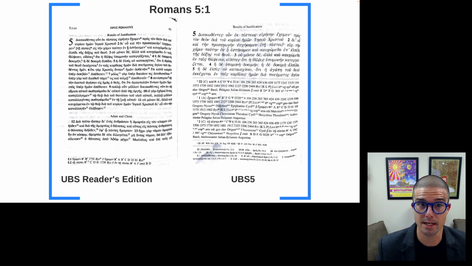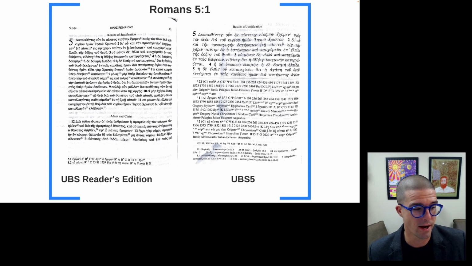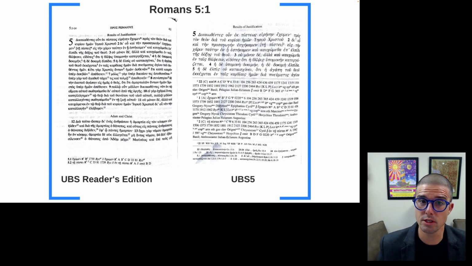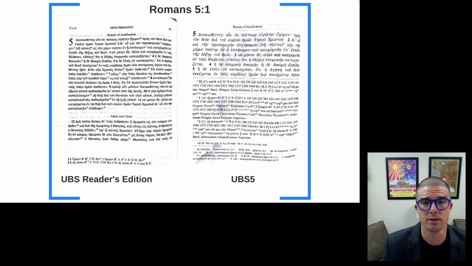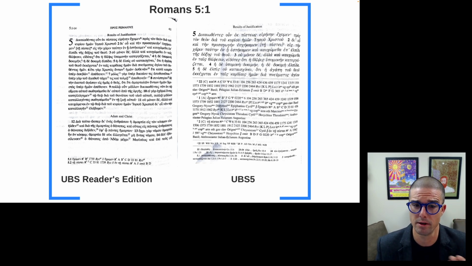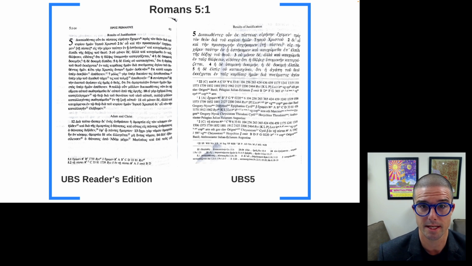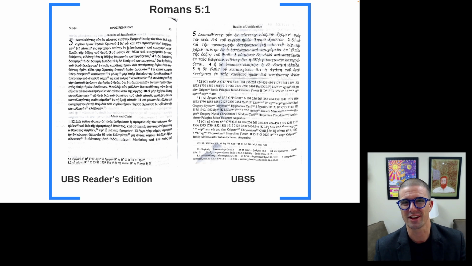We will be engaging with the one on the left, not the one on the right. But I would encourage you, if you have not already picked up this resource, the non-Reader's Edition of the Greek New Testament, and particularly the United Bible Societies' version of the Greek New Testament, to be on the lookout for that particular resource.